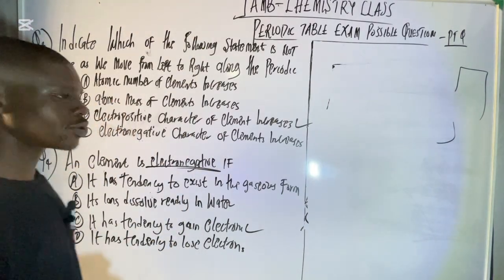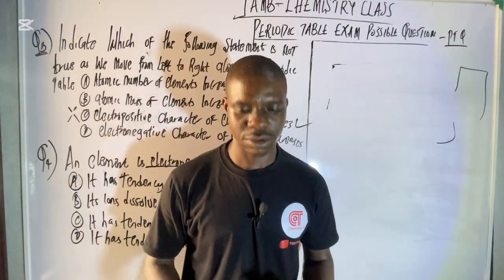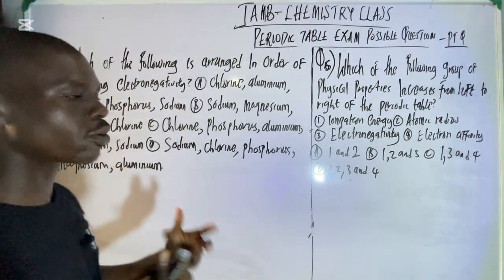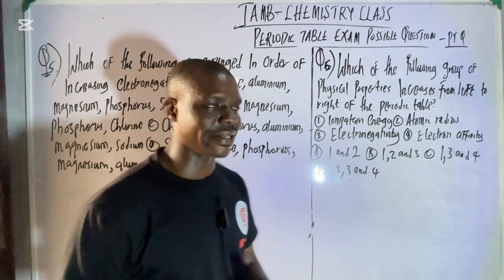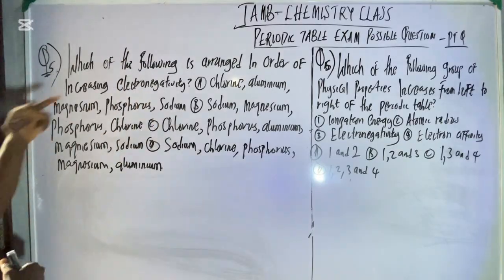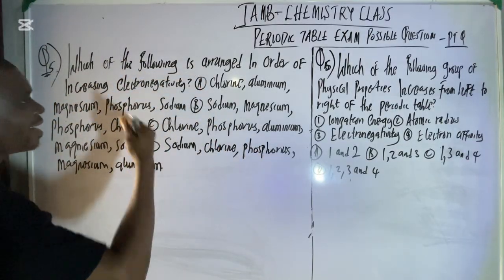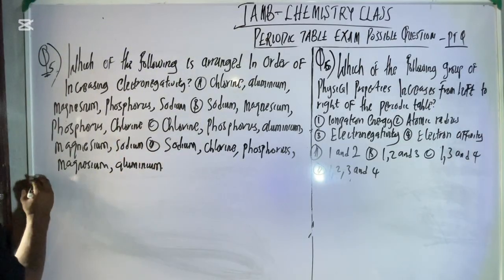So let me move on to the next set of questions. Now look at question 5 and question 6, and it's a little bit confusing here. So please pay close attention. Here we have, which of the following is arranged in order of increasing electronegativity?